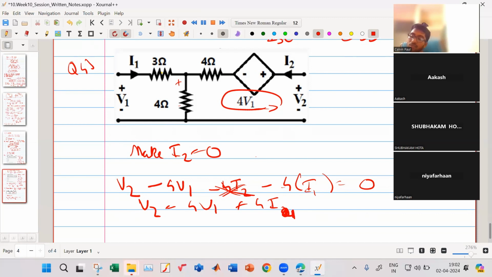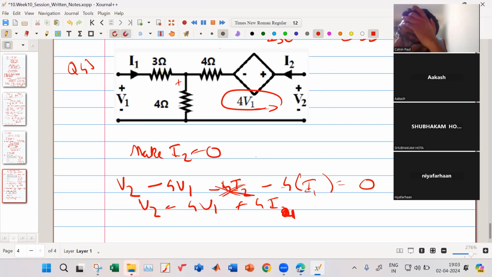Now tell me, what is your Z11 and Z12? Sir, Z11 can be simply found by V1 by I1. The 3 and 4 ohm resistances are in series because the secondary side is open circuited. So V1 by I1 equals directly 7. That is your Z11, so Z11 equals 7 ohm. It is not required to apply KVL to find Z11.